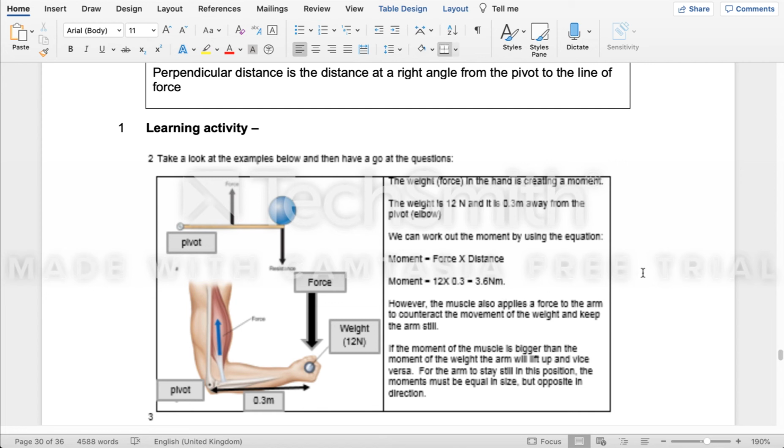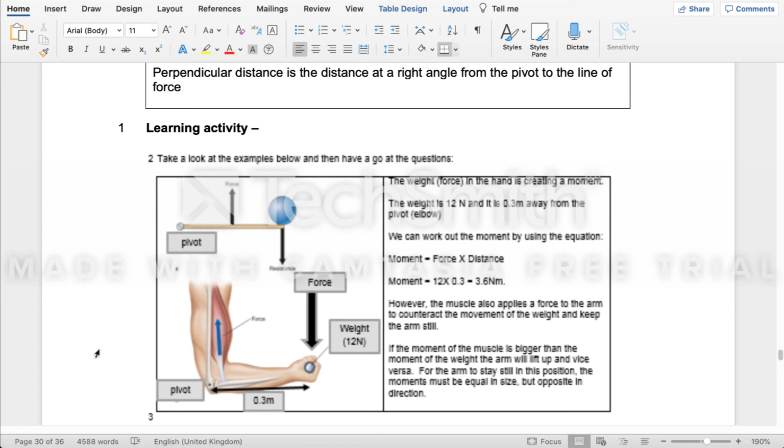Below that it says, however, the muscle also applies a force to the arm to counteract the movement of the weight and keep the arm still. Notice how the arm, I know it's a picture, but it's not moving. There's no signal to show that the arm is moving downwards. The arm is standing still because this person is applying the same force going upwards, right here, to counteract. So this person has the same amount of force going upwards as there is going downwards. When there are two forces going in opposite directions, they cancel each other out, which means that there's no movement at all.